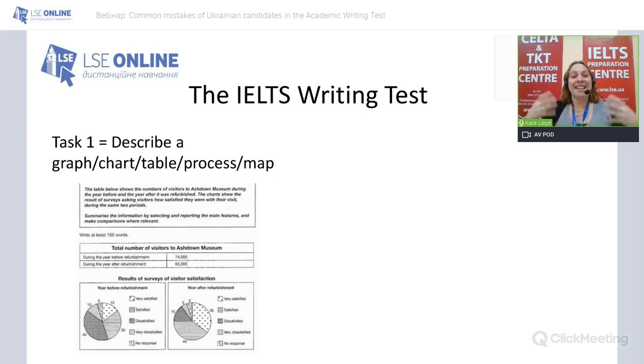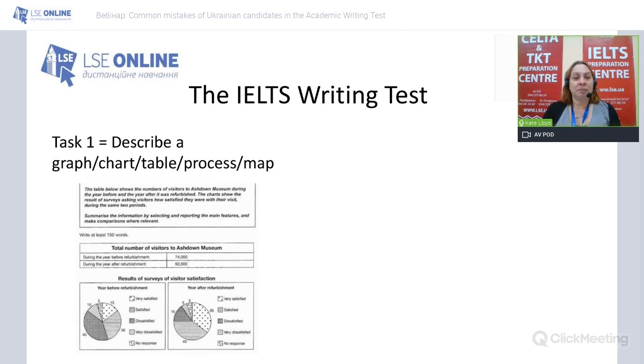Task 1 is like this because it's the academic IELTS test. And when we study in university, as you know, if you already study in university, we have to deal with data and information, and we have to learn how to present it in an academic way. So task 1 is seeing whether you know how to deal with data.